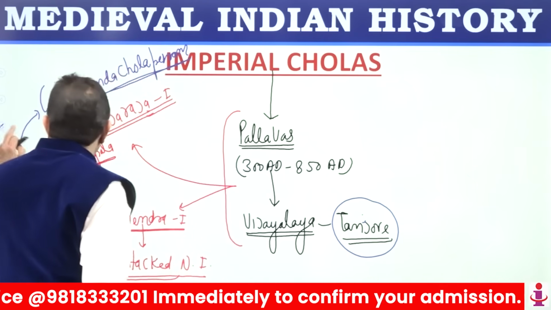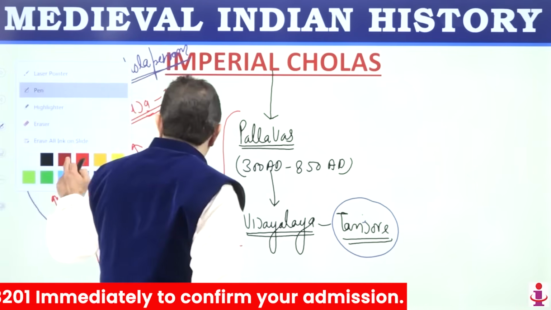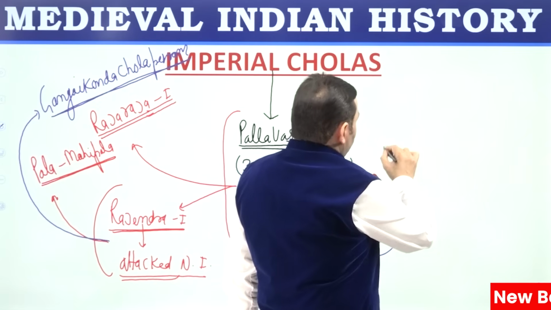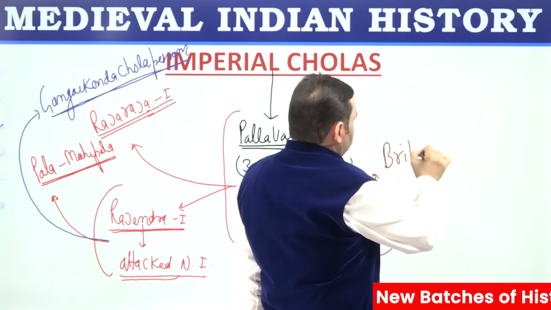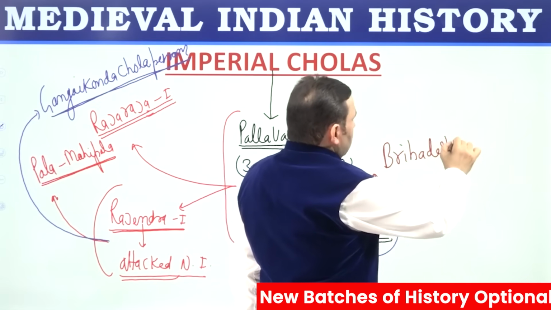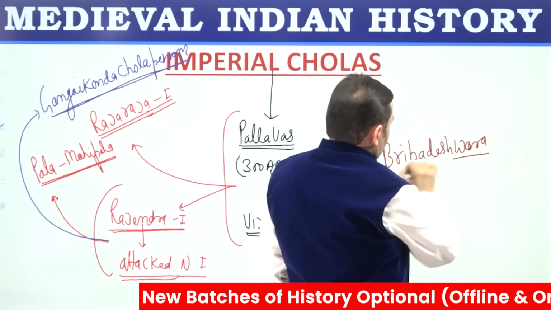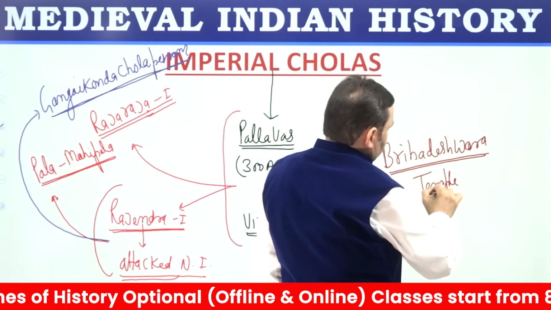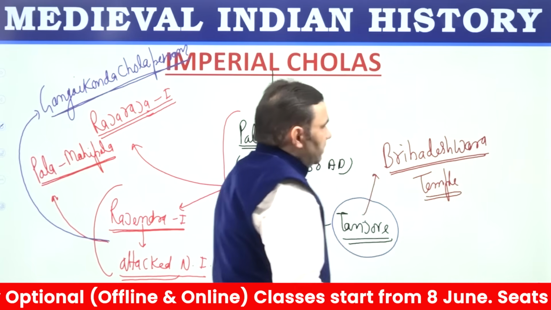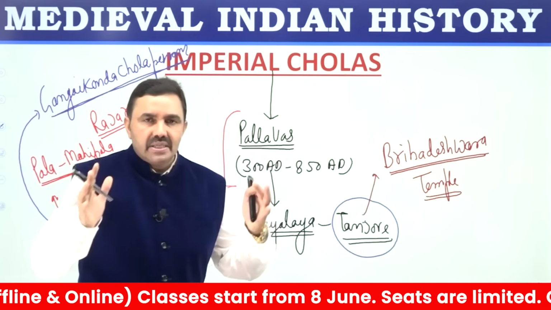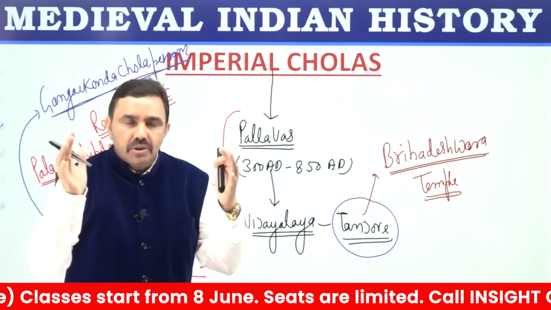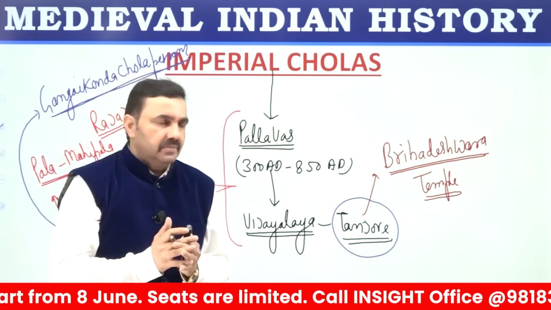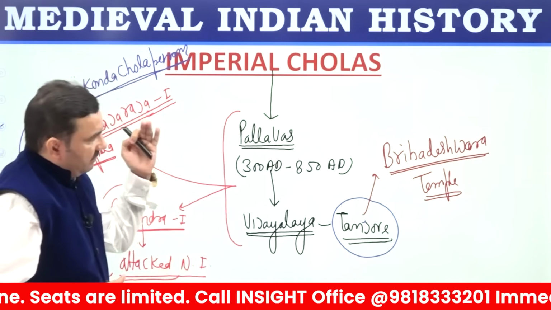Tanjore is famous for a massive temple, and this temple dedicated to God Shiva is Brihadeshwara temple. This Brihadeshwara temple was built by Raj first. This temple is so big that 27 Taj Mahals can be put inside it. It's a massive temple. Temple of Dravidian style.